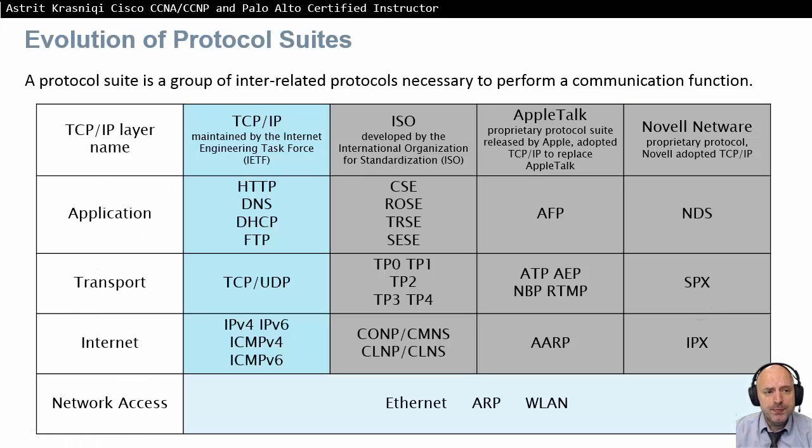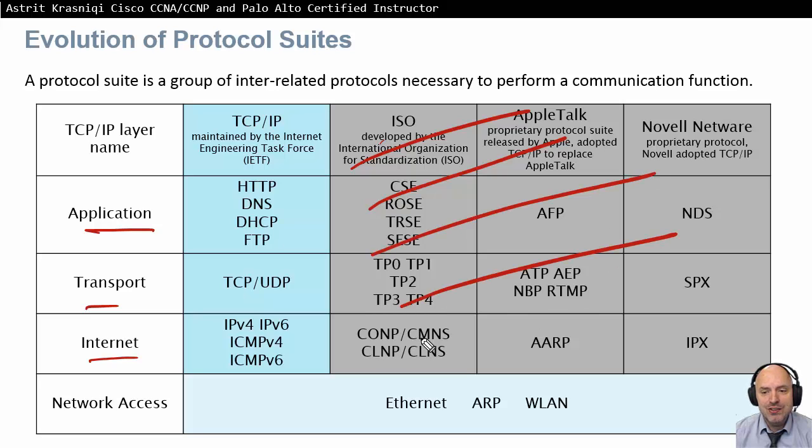Evolution of protocol suite. Now, a protocol suite is a group of interrelated protocols necessary to perform a communication function. So, for example, we have to have application layer protocols, transport layer protocols, and internet layer protocols communicating with each other to make that communication successful. The good news for you guys is that you don't need to learn any of these, because everything now is going to TCP/IP.